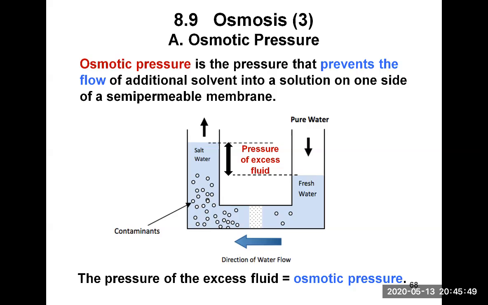And so the excess fluid here will exert pressure on the liquid. We call this pressure of the excess fluid the osmotic pressure. And so the osmotic pressure is the pressure that prevents the flow of additional solvent into a solution on one side of a semi-permeable membrane.